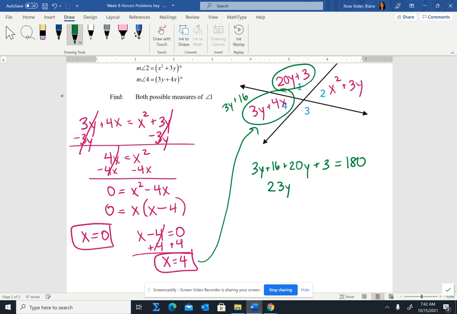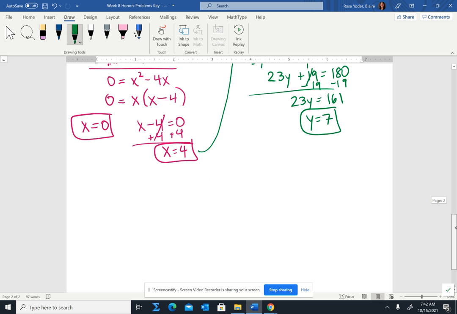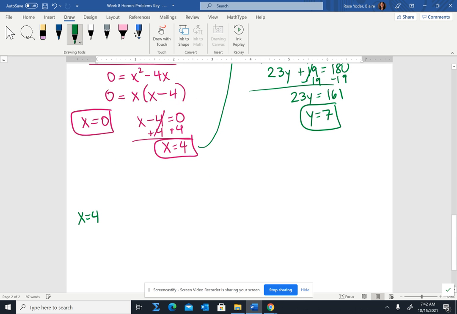So I'm going to combine like terms, 23y plus 19. 180 minus 19 is 161. Is that divisible by 23? Oh, it is. It's 7. All right. We want to pair those up. So it's like when x is 4, y is 7. So when x is 4, y is 7.